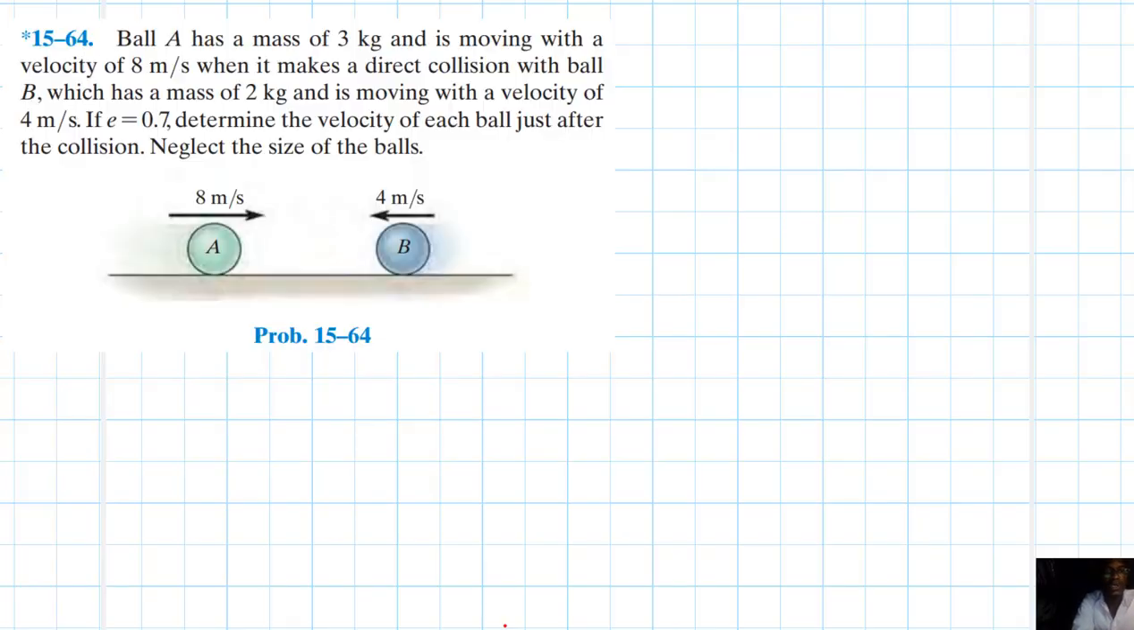The problem reads: the ball A has a mass of 3 kg and is moving with a velocity of 8 meters per second when it makes a direct collision with ball B, which has a mass of 2 kg and is moving with a velocity of 4 meters per second. If e is equal to 0.7, determine the velocity of each ball just after the collision. Neglect the size of the balls.